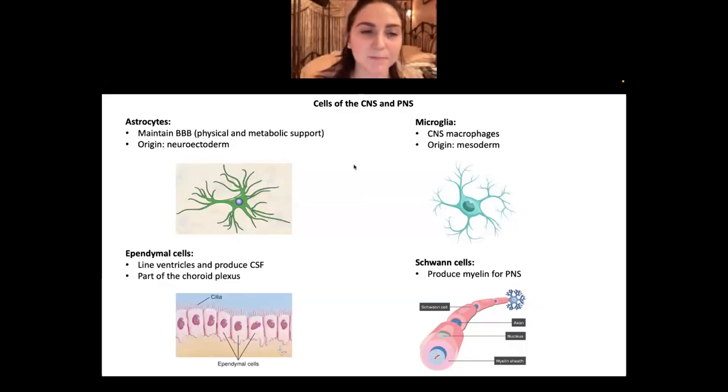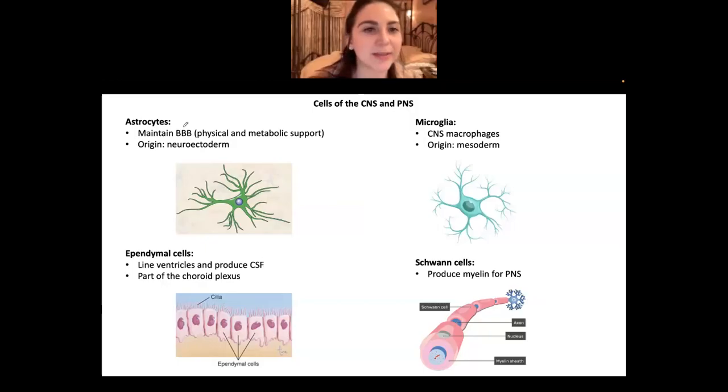So this is just a brief overview of some of the cells that you can see in either the CNS or the PNS. The first type of cell that I want to talk about are called astrocytes. I know Dr. White has an entire lesson on neurocytology. This is just my quick two bullet points of what you've got to know about these things, in my opinion. So astrocytes, these maintain the blood-brain barrier.